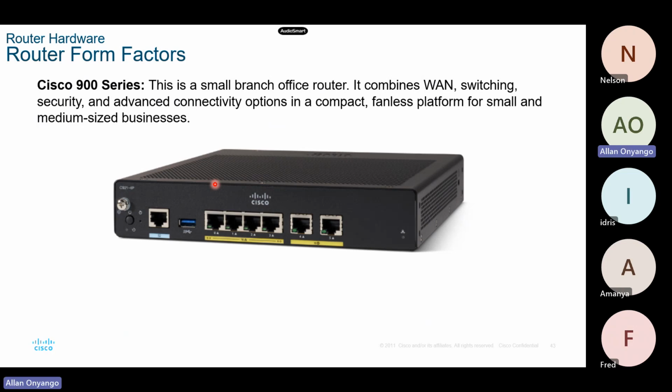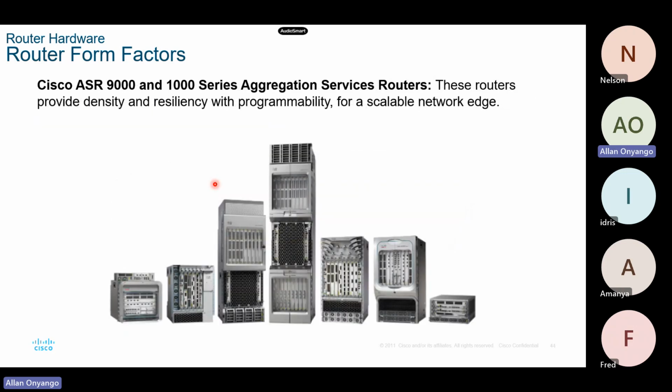The 900 series router we saw there combines wider network connectivity, switching, security, and advanced options. This type of router doesn't have a fan; it's fanless, and it's also small in size. Of course, we have the service provider routers. The 9000 and 1000 aggregation services routers are a very good example. They provide great port density, resilience with some programmability, and are very scalable devices as well.